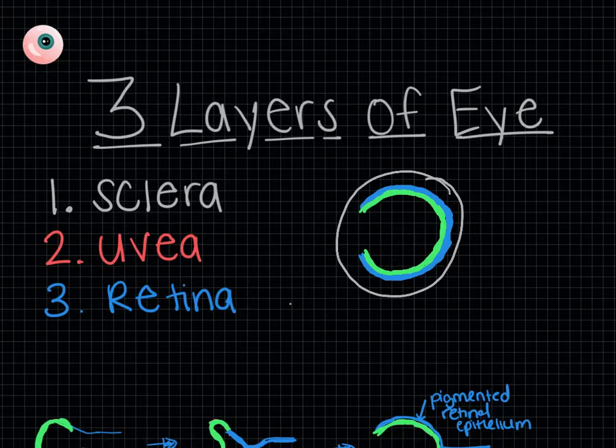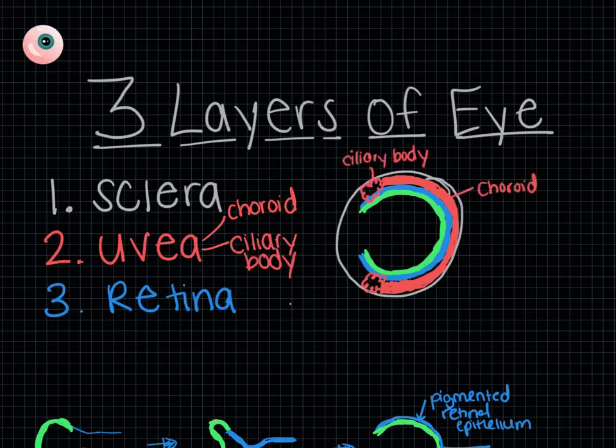One is going to be the choroid. The choroid lies in the posterior 2/3 of the eye. It is highly vascular and pigmented, and the function of the choroid is to absorb light to reduce light scatter. That's why it's pigmented. Additionally, we have the ciliary body in the uvea. The ciliary body contains the ciliary muscle that is involved in controlling the thickness of the lens for accommodation. And then lastly, we have the iris.